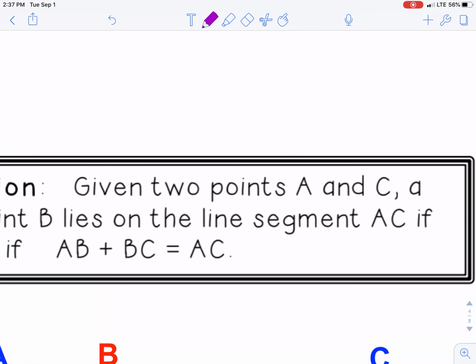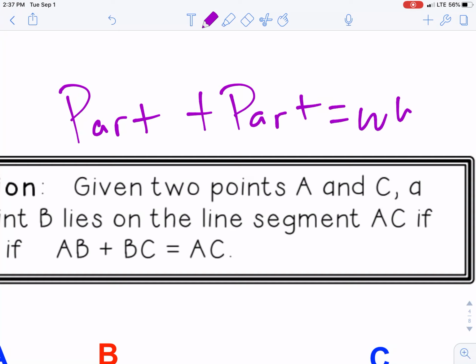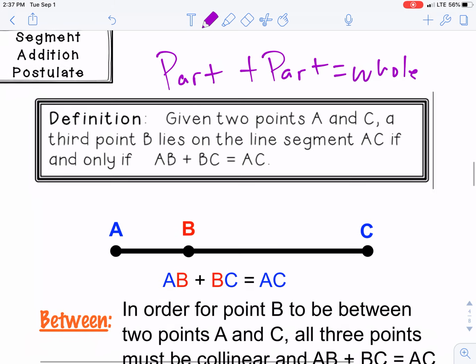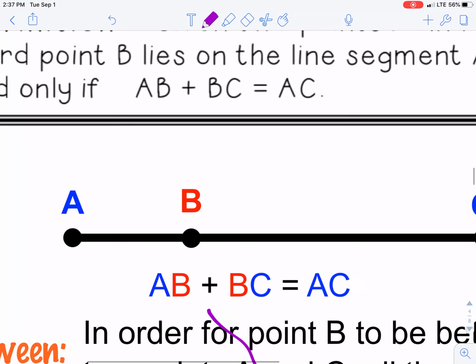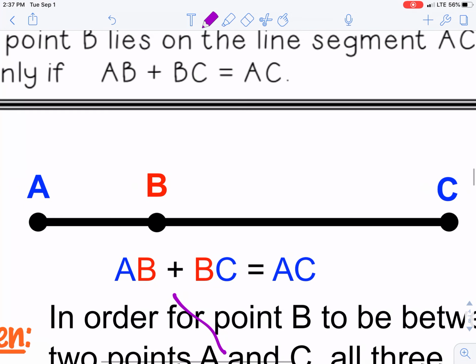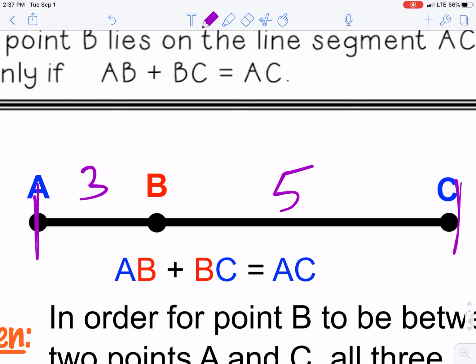All right, segment addition postulate. I want you guys to write this down. Part plus the part equals the whole. All right, that's kind of like the idea behind what we're doing here with the segment addition postulate. But basically what this is saying is if we have a point, in this case it's B, and it's somewhere in between A and C, doesn't have to be in the middle or not, I would just ask this question right here. What's the distance from A to C?